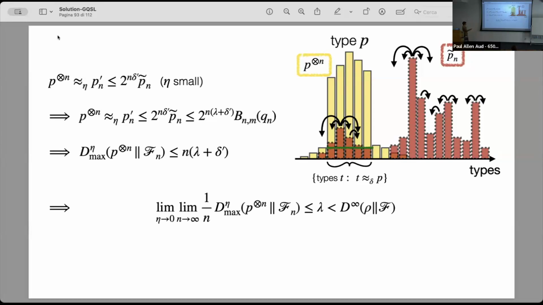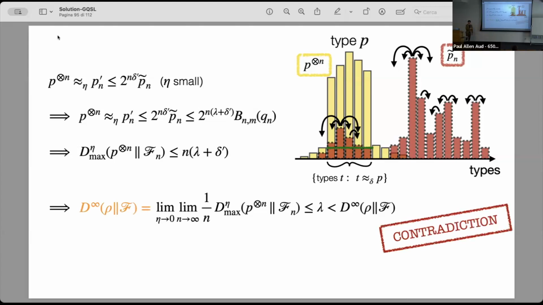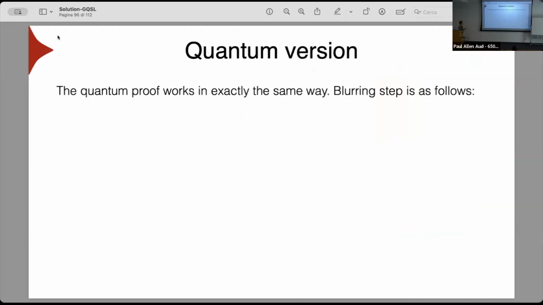And so now we can take the limit eta going to 0, but remember I told you that this one is exactly what we want. This is the limit eta going to 0. So now this black magic makes appear the regularized relative entropy on the side, and we got a contradiction. So this blurring technique really relates different smoothed values of D max for different eta, the value when epsilon is large to the value when epsilon is small, or eta is small. And that's why we can prove it this way.